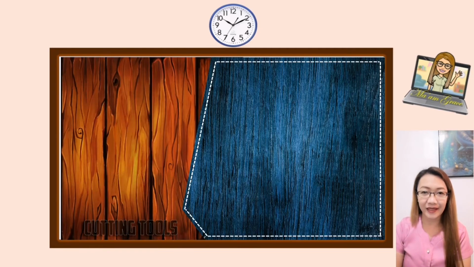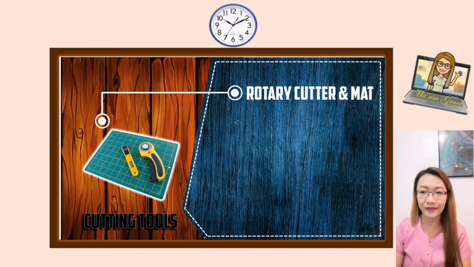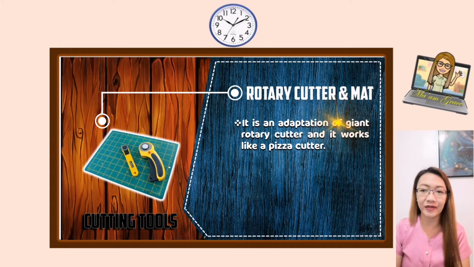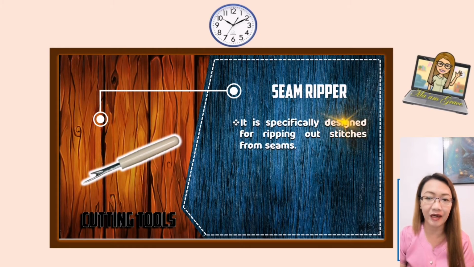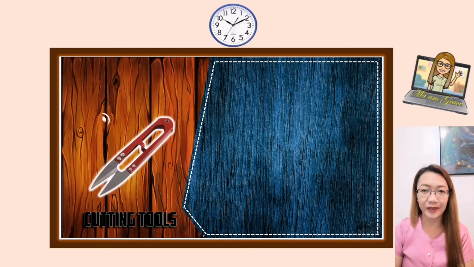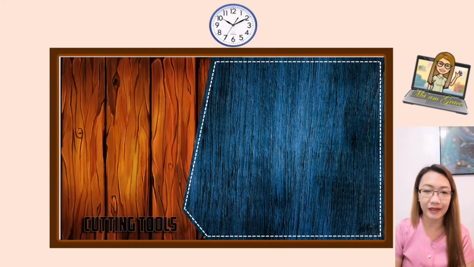Now let's have the cutting tools. Let's start with the rotary cutter and mat. It is an adaptation of a giant rotary cutter, and it works like a pizza cutter. A seam ripper. It is specifically designed for ripping out stitches from seams. Thread clippers. It is a handy little spring-loaded cutting tool for snipping threads and not for fabric.